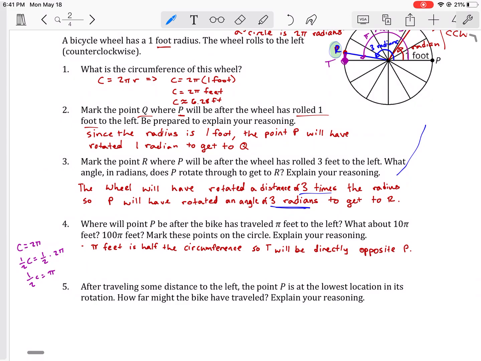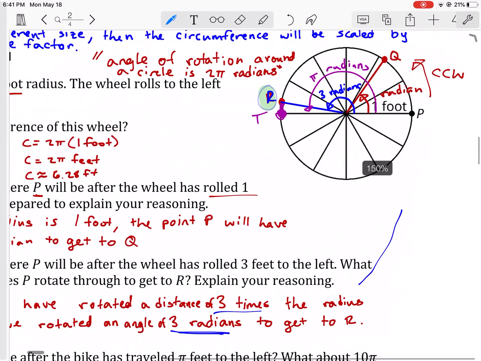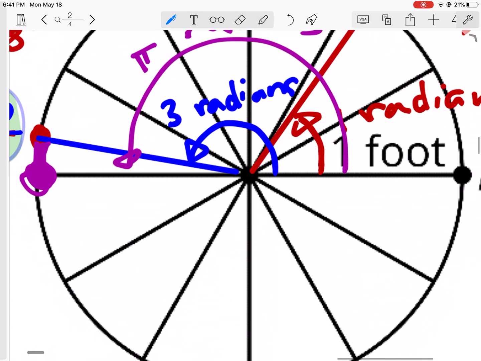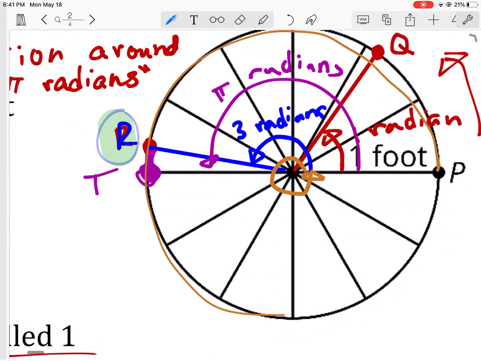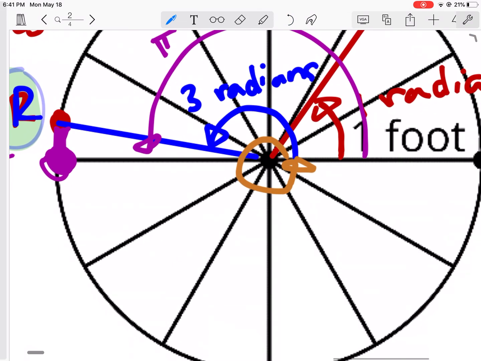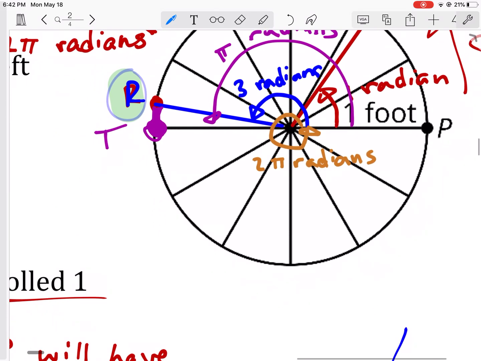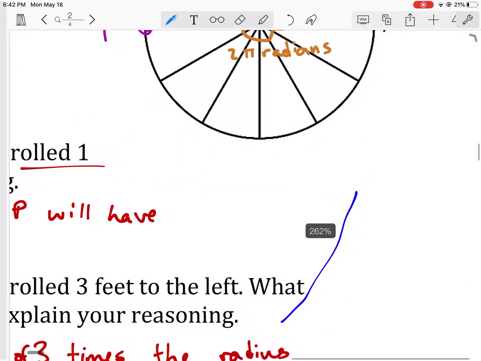So pi feet is half the circumference, so it will be directly opposite P. What about 10 pi? Well, all the way around once, do this in orange. If I were to go all the way around once, that was a 2 pi foot rotation all the way around. So this angle is 2 pi radians. But what would happen if I went 10 pi?